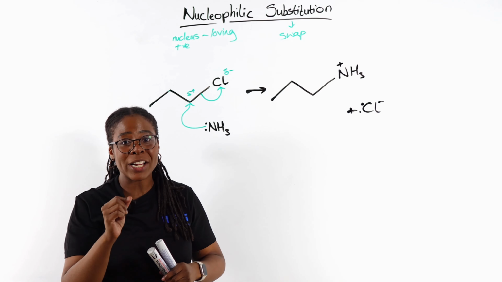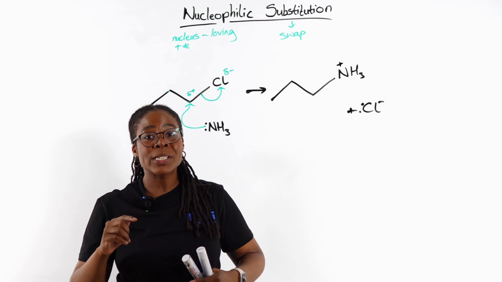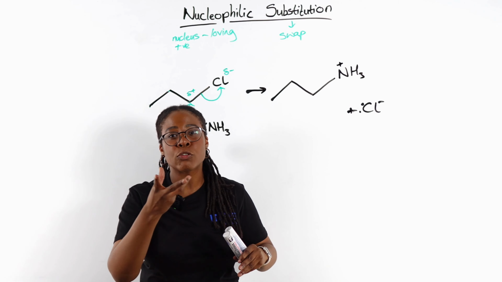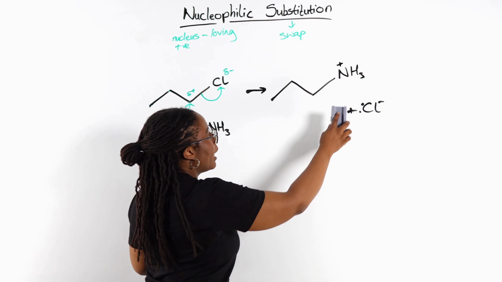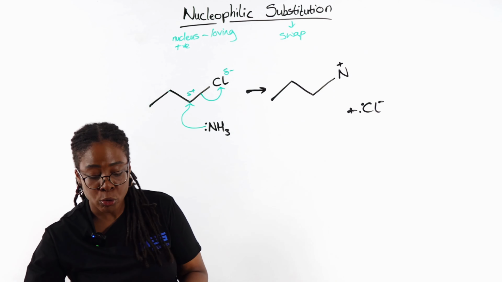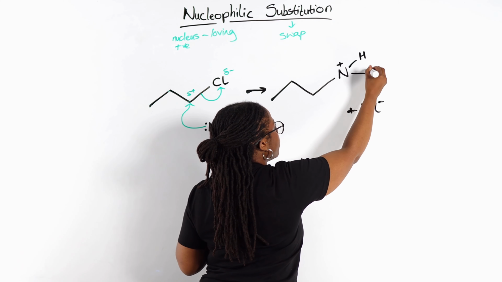So before we actually get to our final step, or in order to get to our final product, we're going to need to deprotonate our ammonia. We're going to need to remove a proton or an H+. The way that we're going to show that is, instead of just writing NH3 like this, I'm going to draw out the 3 N-H bonds.